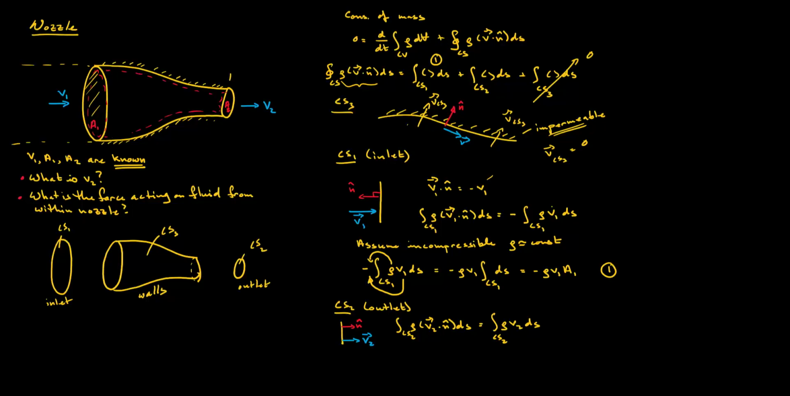And again, we'll make the same assumption that the density does not change and the velocity does not change. So we're left with rho v2 A2. And so this will be integral 2. So this will go into integral 2.